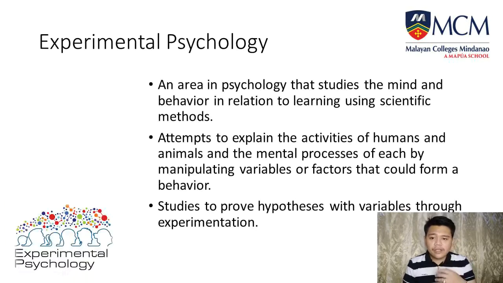For the next one, it is experimental psychology, and it is one of the most important branches in psychology. It is the area in psychology that studies the mind and behavior in relation to learning using scientific methods. It attempts to explain the activities of humans and animals and the mental processes of each by manipulating variables or factors that could form behavior, and studies to prove hypotheses with variables through experimentation.